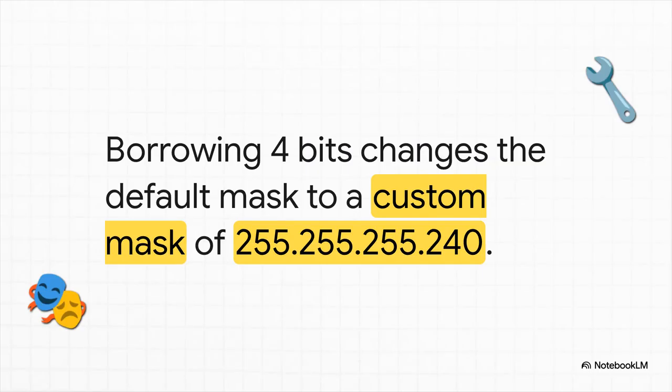So what's the result of us borrowing those 4 bits? Well, we have to change our subnet mask to reflect the new reality. Instead of that default mask ending at a 0, we have to turn on the first 4 bits in that last section. And if we add up their values, 128 plus 64 plus 32 plus 16, we get 240. This new custom mask is what tells every single device on our network about our brand new smaller subnetworks.